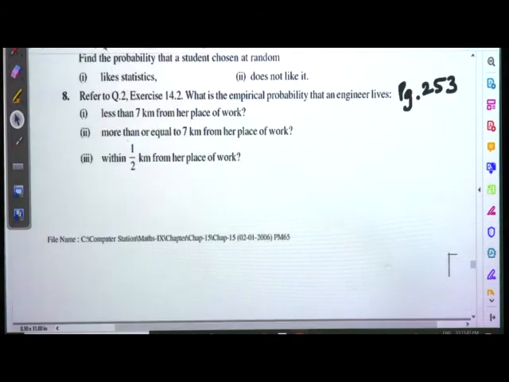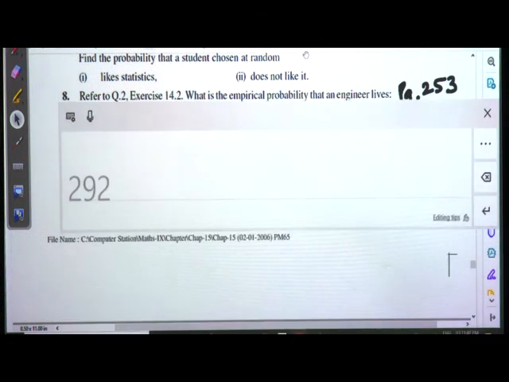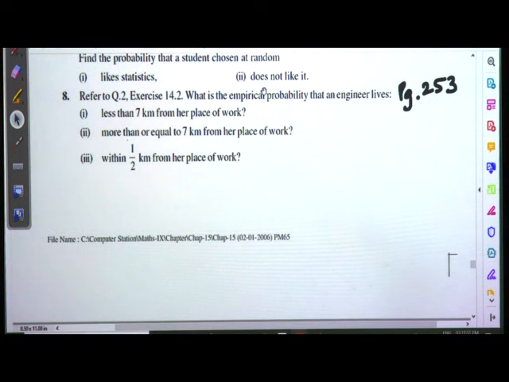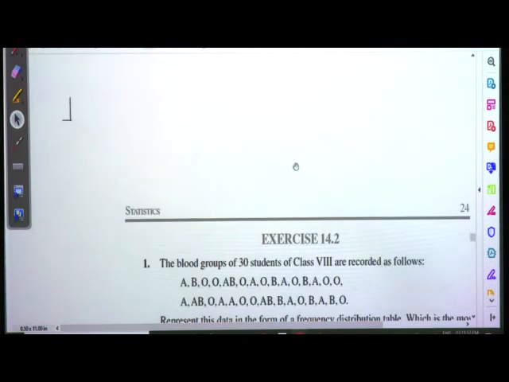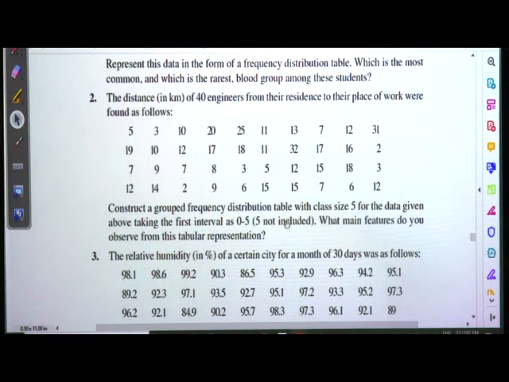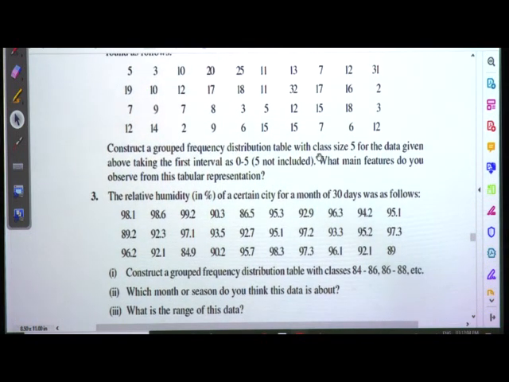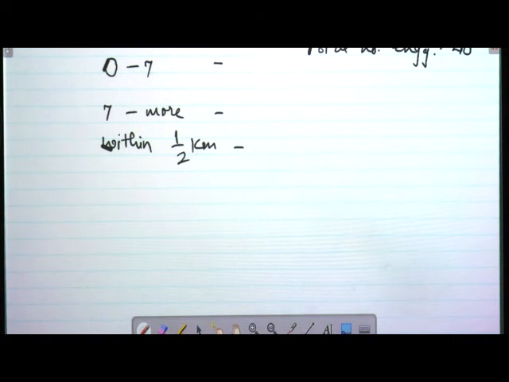We have to go back to page number 253, read the question and find out the frequency, meaning the favorable outcomes. Now, less than 7, what is the first thing? 0 to less than 7. Fine.